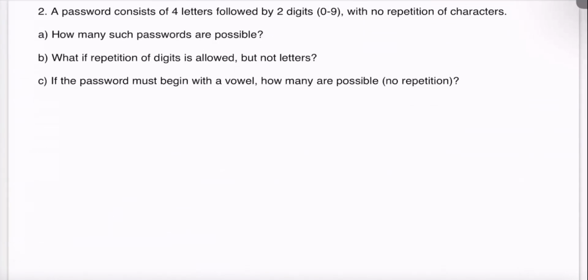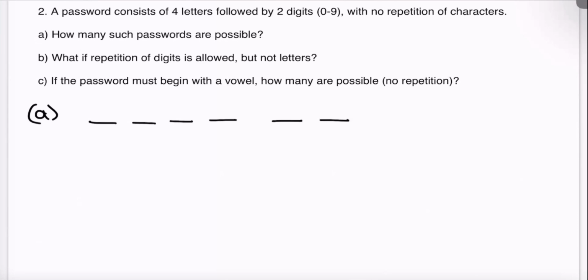A password consists of 4 letters followed by 2 digits, 0 to 9, with no repetition of characters. Part A asks, how many such passwords are possible? Okay, well, let's start with the 4 letters. Letter 1, 2, 3, 4. And then we have 2 digits, 1, 2.